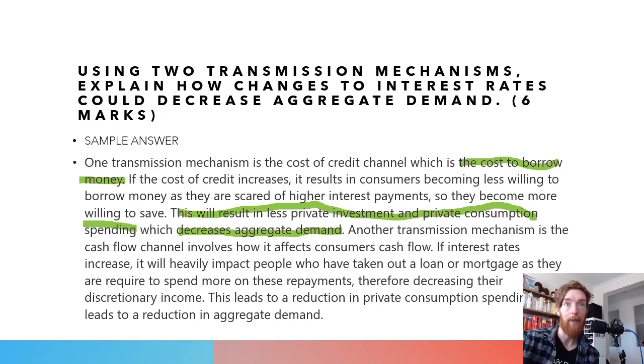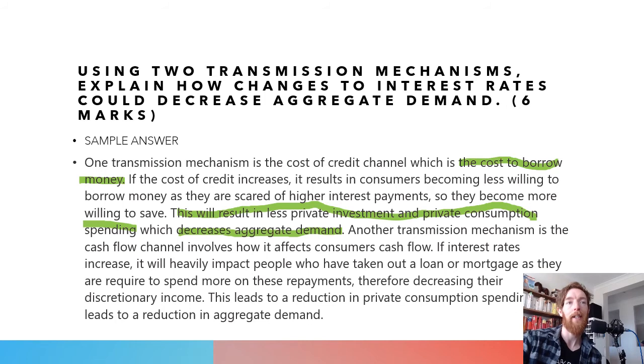It says because they're less willing to borrow money and more willing to save, less private investment, less private consumption spending, less aggregate demand overall. Another transmission mechanism is the cash flow channel, which involves how it affects consumers' cash flow. I don't love that definition overall. I'd say probably involves how it affects a household's disposable or discretionary income to be a little bit more clear, and 100% on that one.